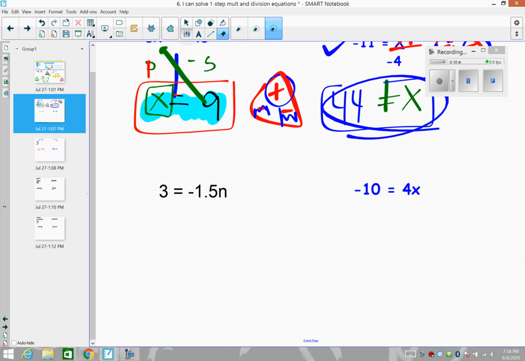We're going to end up with a decimal known as a rational number, which we'll learn in the next unit. Just heads up, don't be surprised.